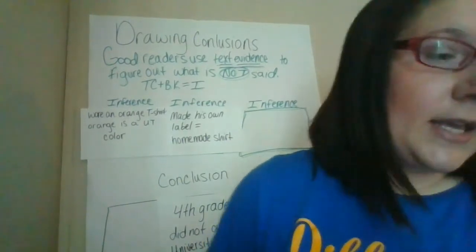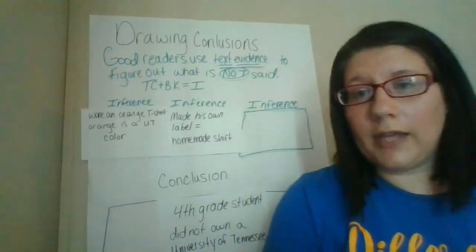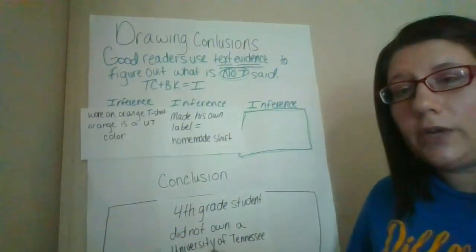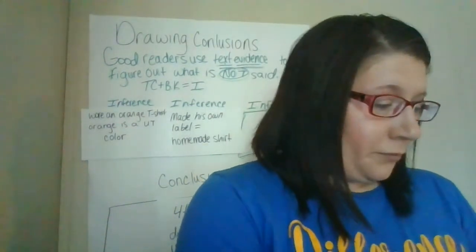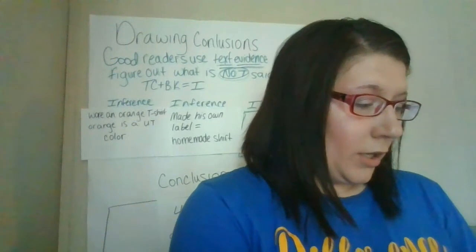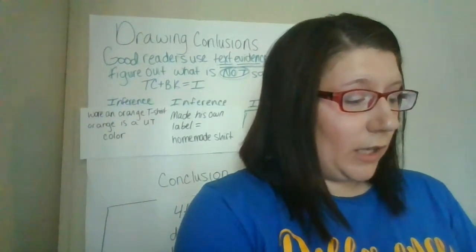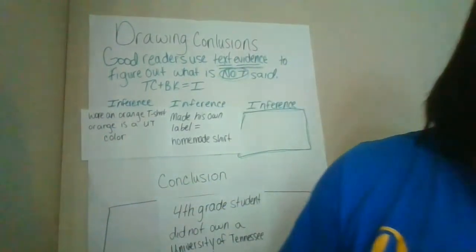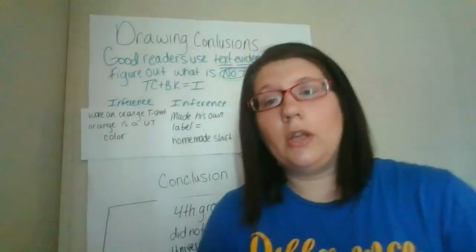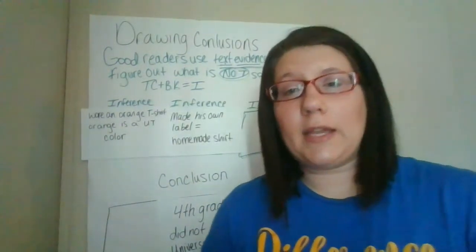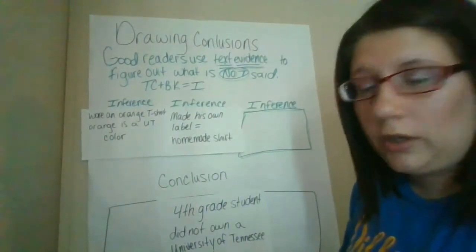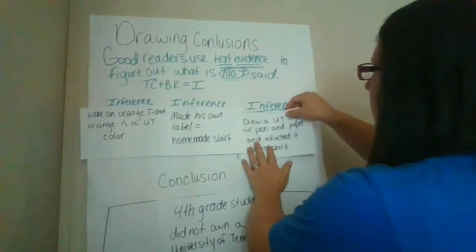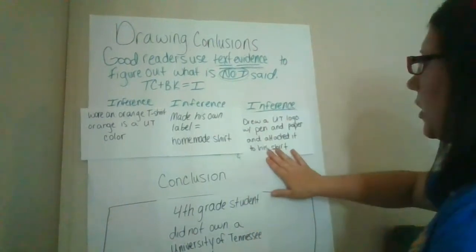Okay. And then I'm going to continue reading again and look again for more clues that would help me to come up with a conclusion that he did not own his own University of Tennessee shirt. She explained that he drew his own UT logo with pen and paper and attached it to his shirt. Okay, there again is another detail, text evidence that could help me make an inference to support this conclusion, to prove that this conclusion is true. And it says he drew a UT logo with pen and paper and attached it to his shirt.